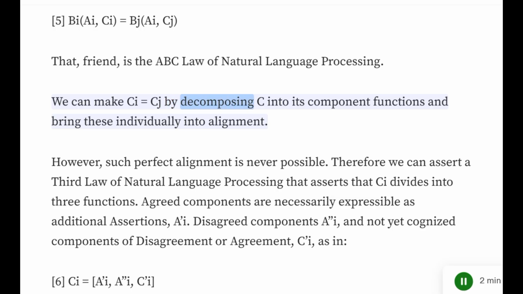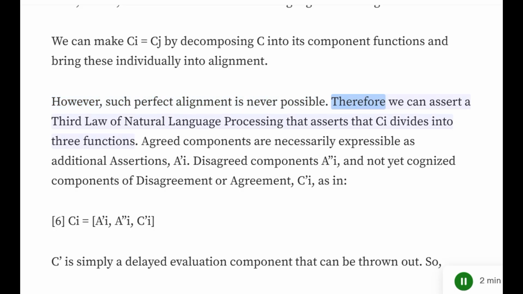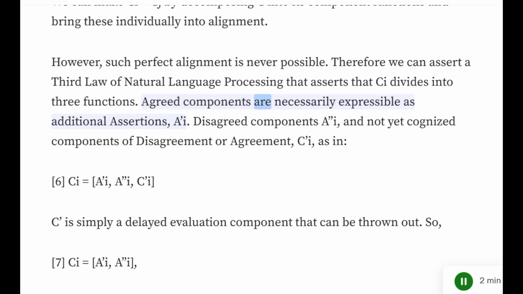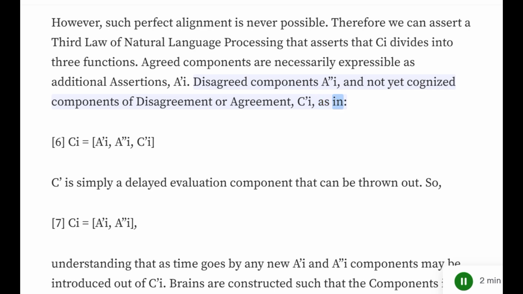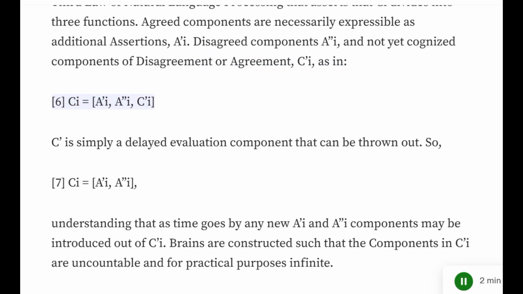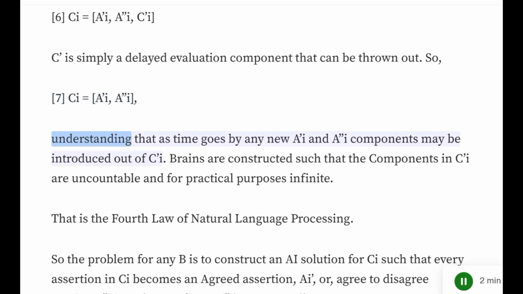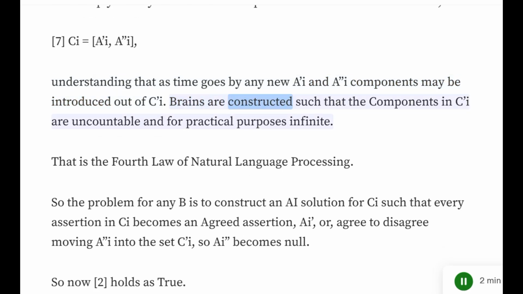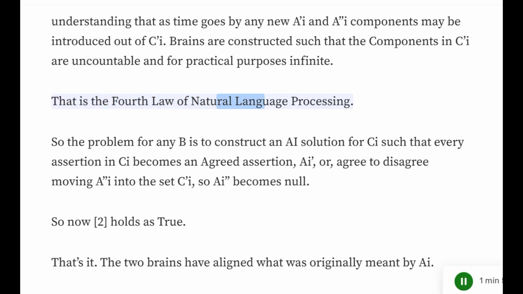We can make Ci equal to Cj by decomposing C into its component functions and bringing these individually into alignment. However, such perfect alignment is never possible. Therefore, we can assert a third law of natural language processing that asserts that Ci divides into 3 functions. Agreed components are necessarily expressible as additional assertions, Ai. Disagreed components, Ai, and not yet cognized components of disagreement or agreement, C, as in (6) Ci equals Ai, Ai, Ci. C is simply a delayed evaluation component that can be thrown out. So, (7) Ci equals Ai, Ai, understanding that as time goes by, any new Ai and Ai components may be introduced out of Ci. Brains are constructed such that the components in Ci are uncountable and for practical purposes infinite. That is the 4th law of natural language processing.